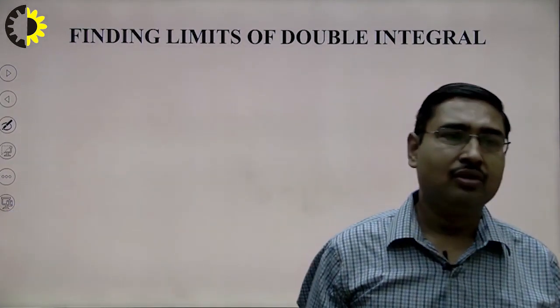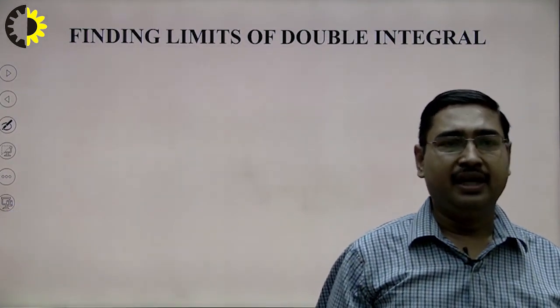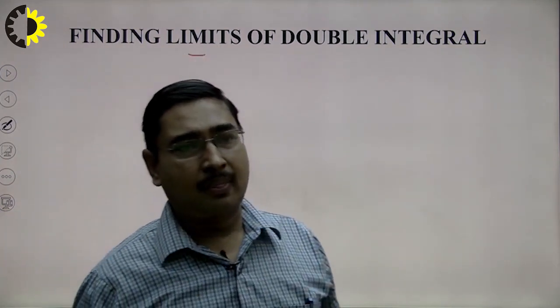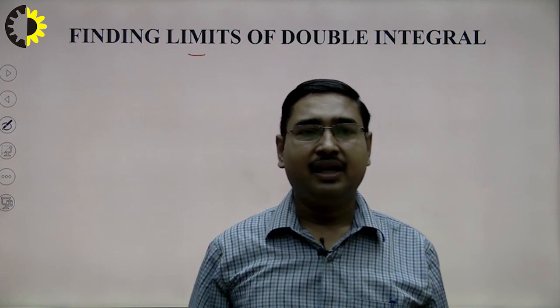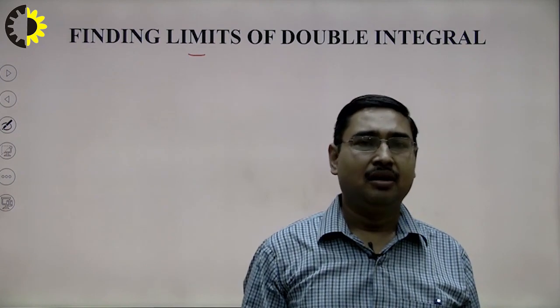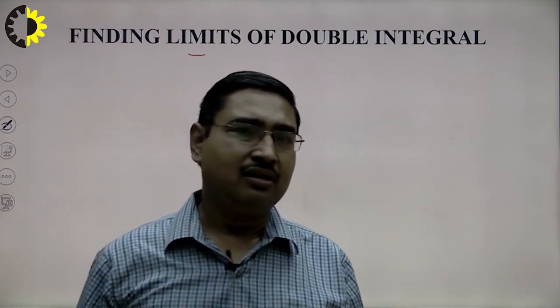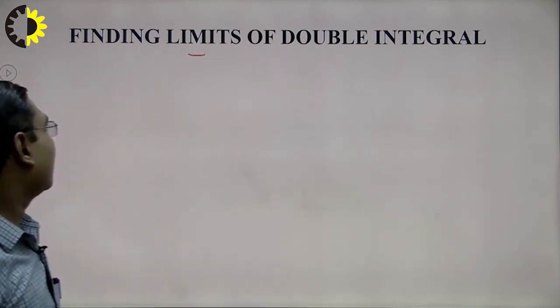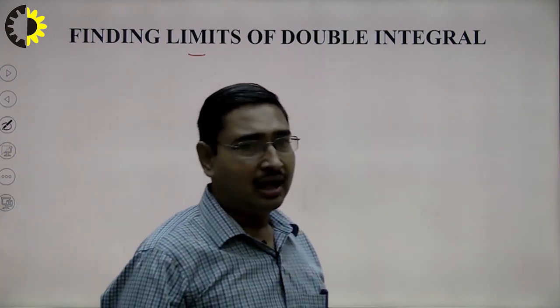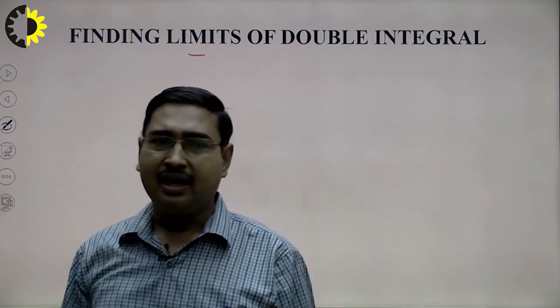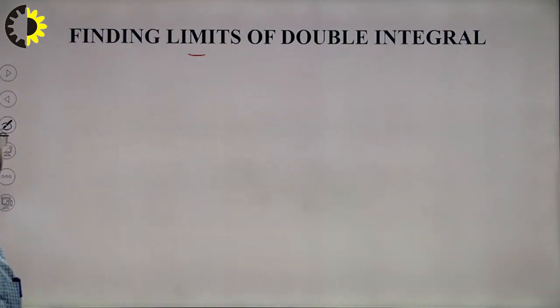Now, we move towards another important idea of this topic. Here, we are going to learn how to find limits of a double integral. So far, we have seen that if limits are known, then it is not difficult to evaluate a double integral, because it is simply integration which we have done in earlier classes, repeated 2 times. If limits are not known, then how can we evaluate a double integral? First of all, we shall find limits of the integral, and after that, that integral will be evaluated.